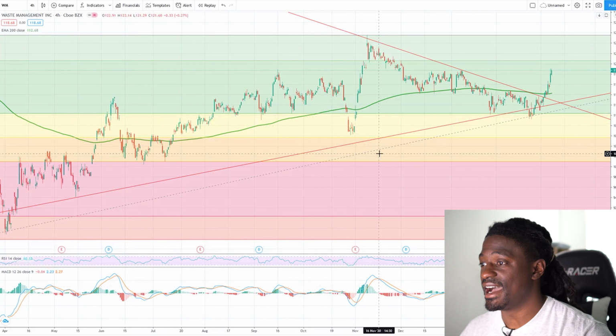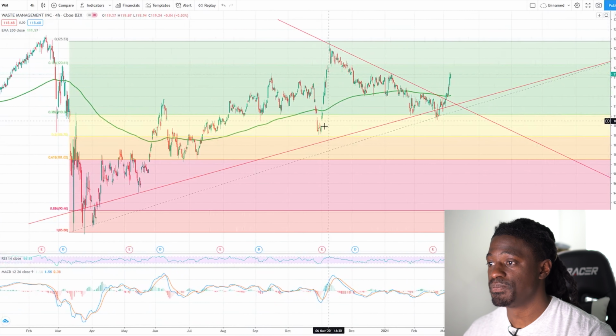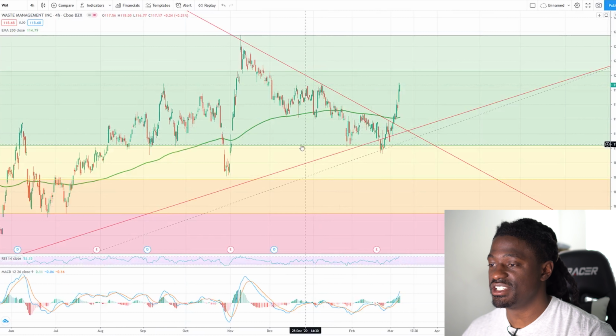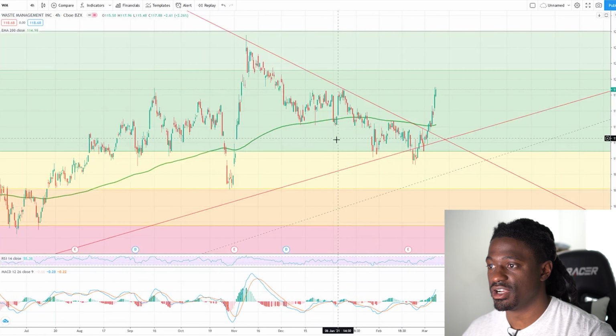Now, the strategy that I love to use, sometimes I pair it with the Fibonacci. If we zoom all the way out, I pair it with the Fibonacci as well. But the strategy that I use when I'm not using the Fibonacci sequence is I look at the charts like this.